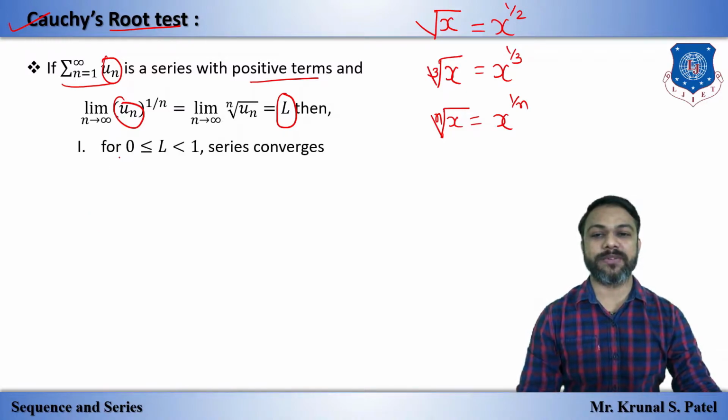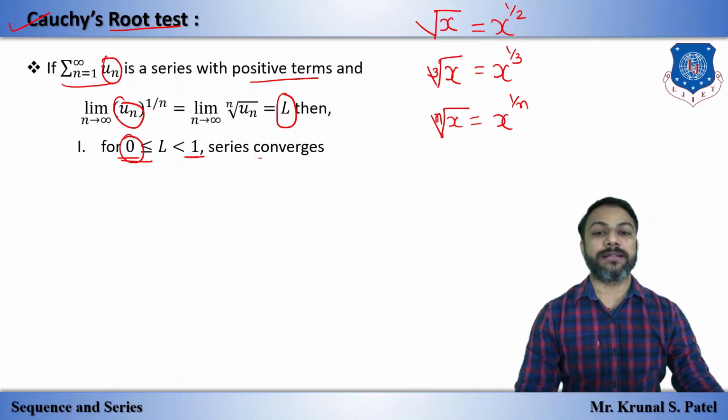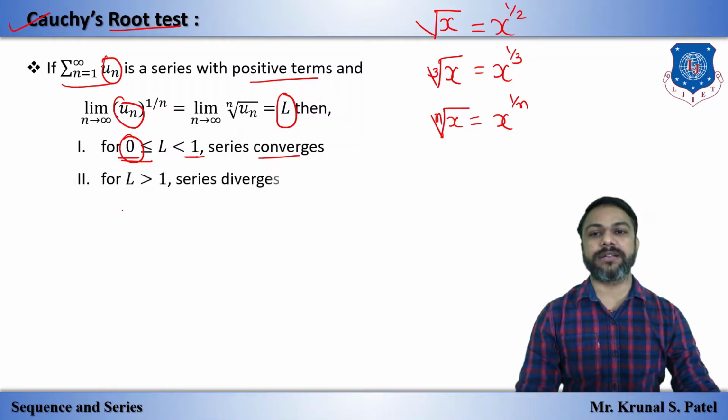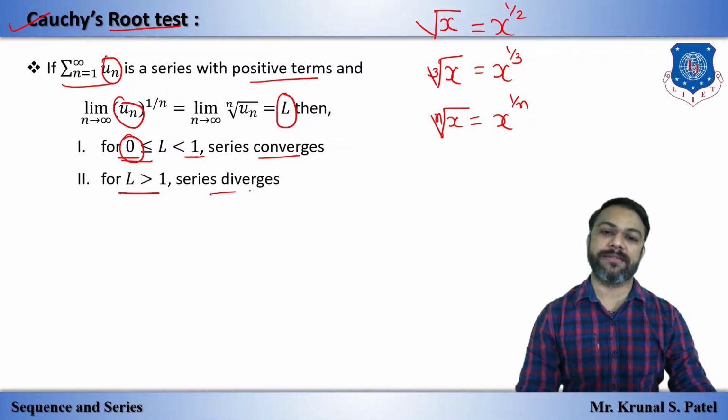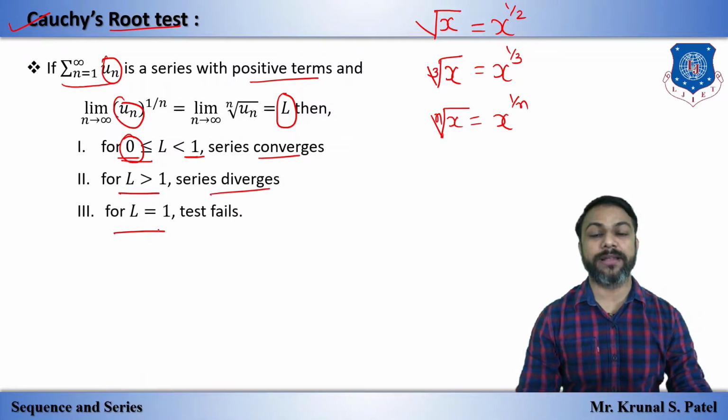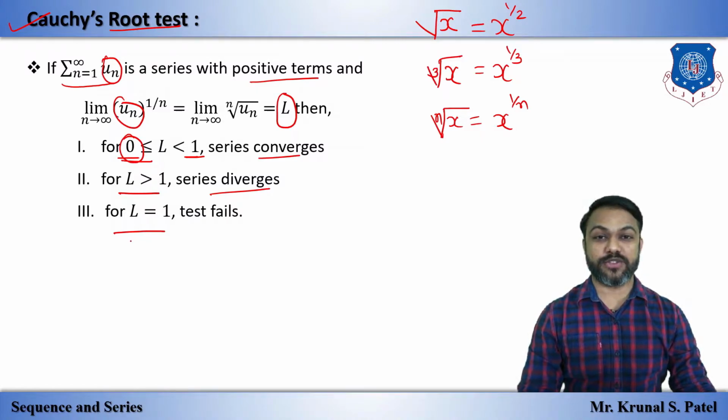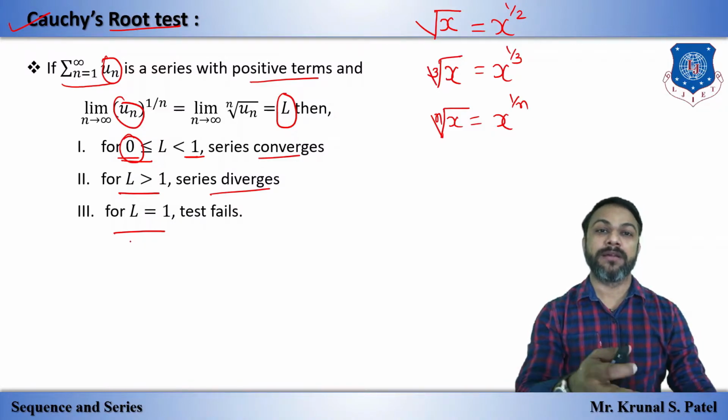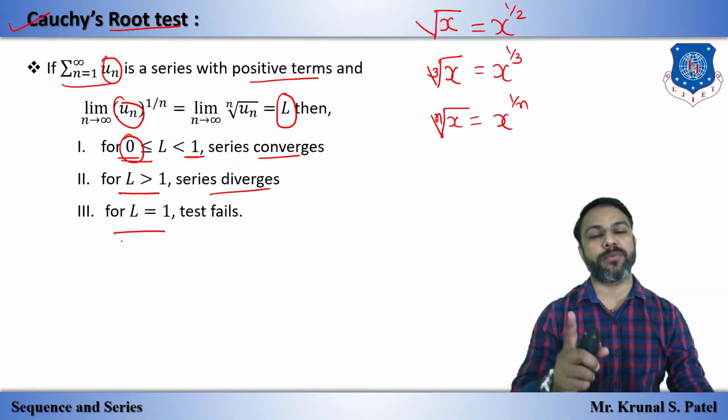If L lies between 0 and 1, 0 included, then series is convergent. If L is greater than 1, series is divergent, and if L is equal to 1, test fails. But here the concept is not available that if the root test fails we will apply Leibniz test. No, Leibniz test is totally different from root test.